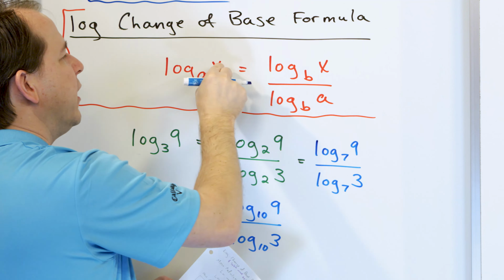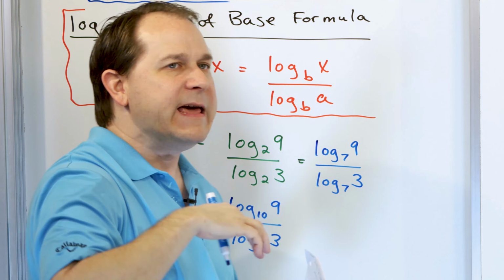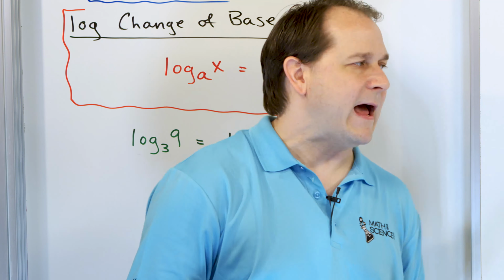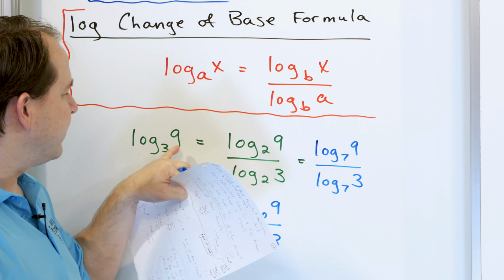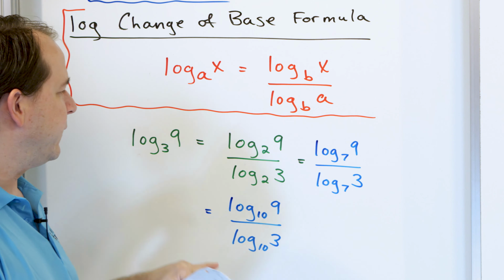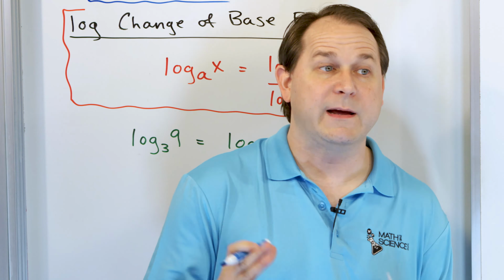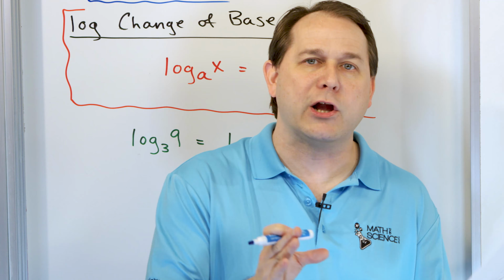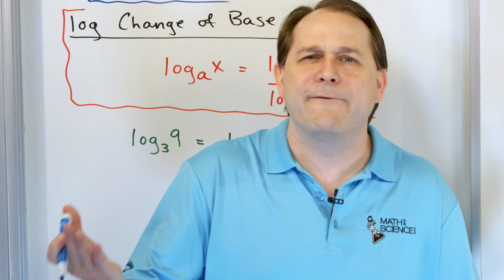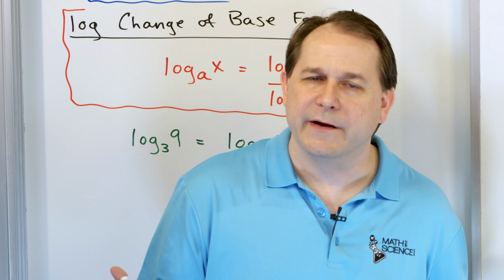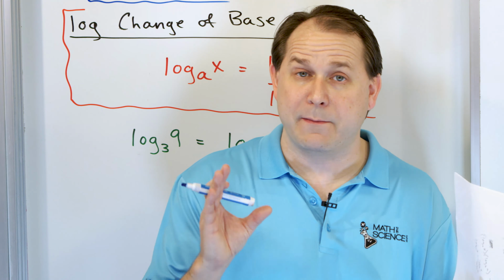I just have to take the log of this thing and the log of this thing. If I want base 17, no problem. I can make it log base 17 of 9 divided by log base 17 of 3. If I want base 24, I can make log base 24 of 9 divided by log base 24 of 3. Of course, I don't have buttons for all those other weird bases, but mathematically they're correct.